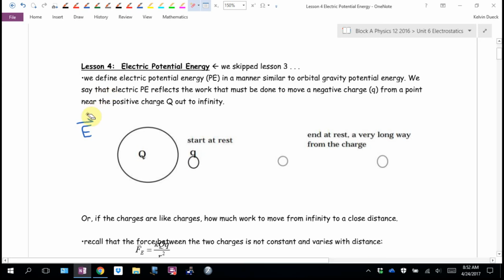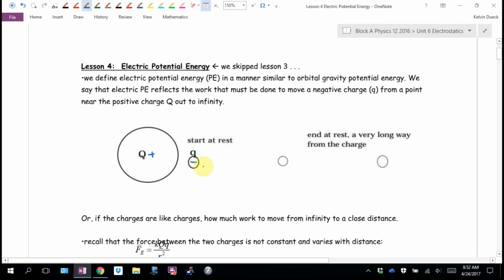So we say that electric potential energy reflects the work that must be done to move a negative charge. Let's all of us put a little negative on q right there. From a positive charge, let's put a positive next to the capital Q right there, out to infinity. Does that little negative charge q want to move out to infinity? No, it wants to fall, and I'm going to use gravitational terms, it wants to fall down to the positive charge.